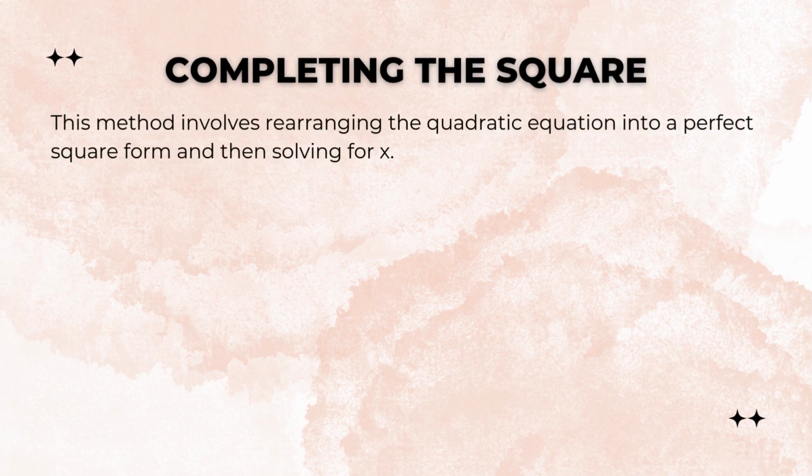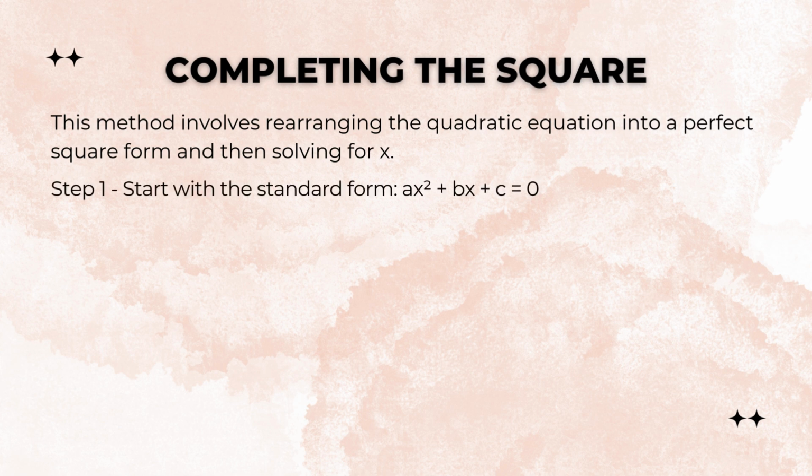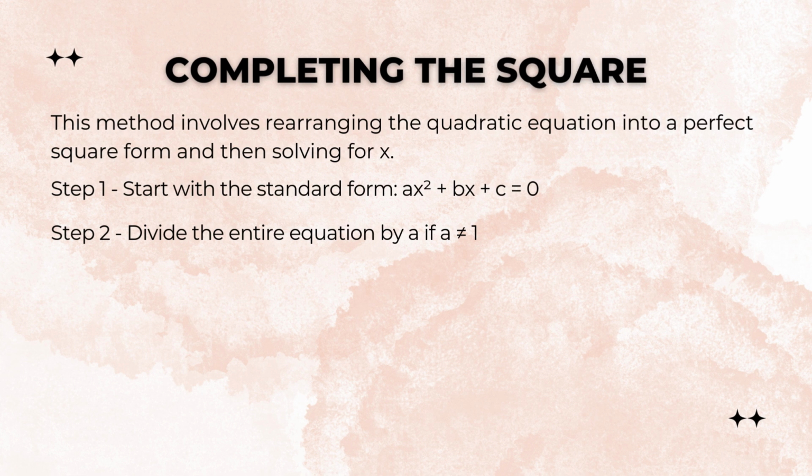Completing the square involves rearranging the quadratic equation into a perfect square form and then solving for x. Let us now look at the steps involved. Step 1. Start with the standard form ax squared plus bx plus c equal to 0. Step 2. Divide the entire equation by a if a is not equal to 1.